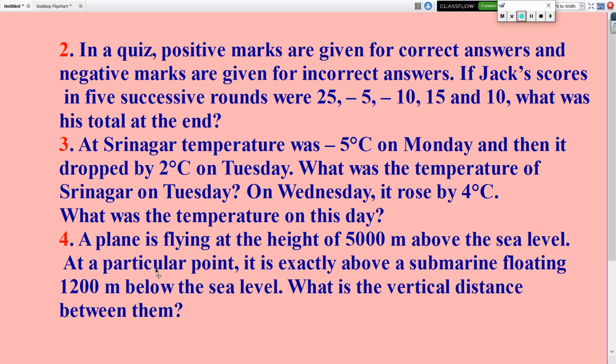Next, a plane is flying at a height of 5,000 meters above sea level. At a particular point, it is exactly above a submarine floating 1,200 meters below sea level. What is the vertical distance between them? One is 5,000 above, another is 1,200 meters below. But you have to add the distance between these two. That is 5,000 plus 1,200. That is 6,200 meters. Do it.